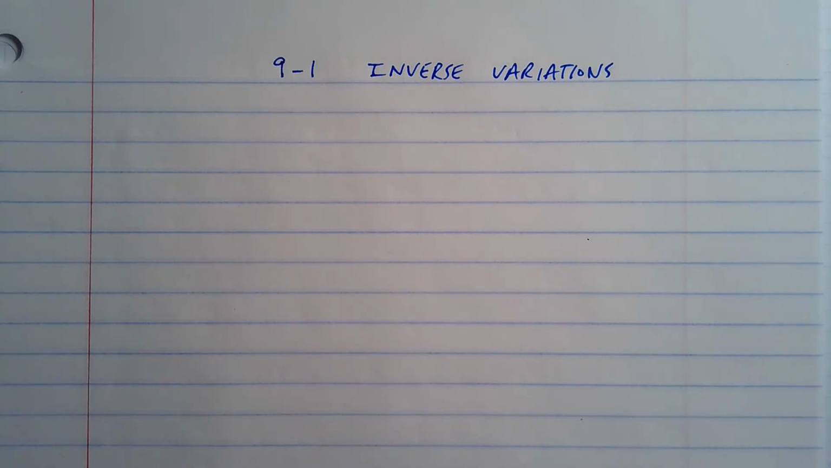All right, this is our last chapter of the year. We're going into rational functions. Basically, we've got fractions in the mix for this chapter, variables in fractions, and what happens with the graphs on those. Today it starts out with a basic inverse variation lesson.